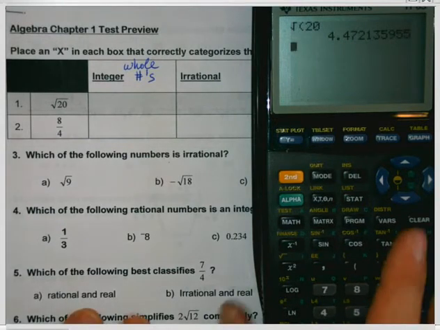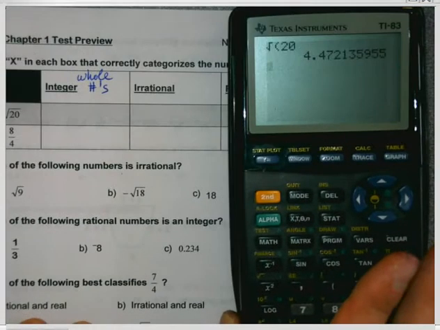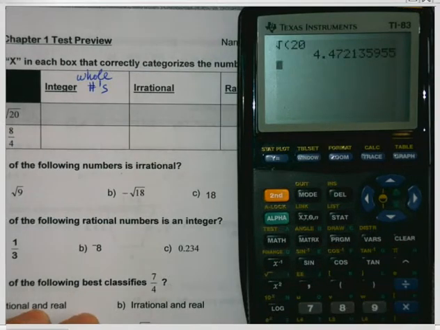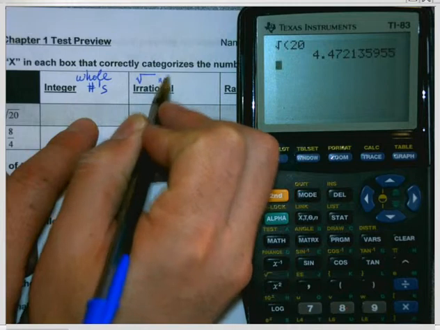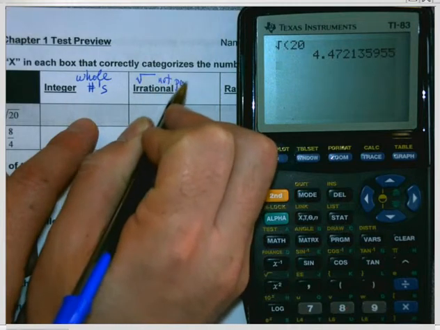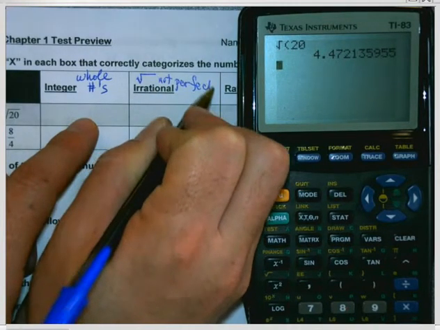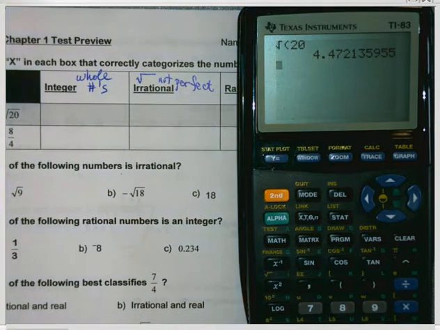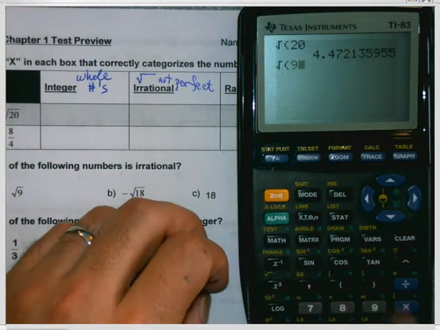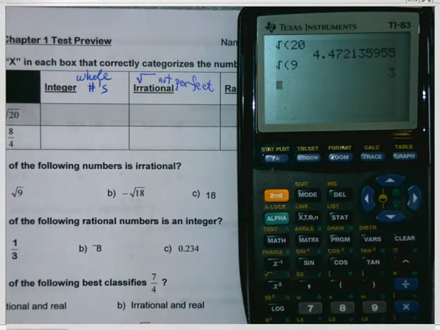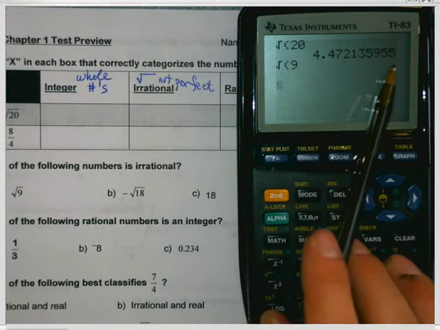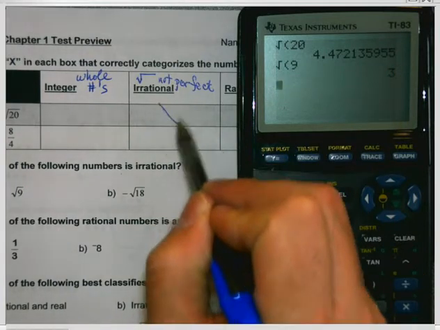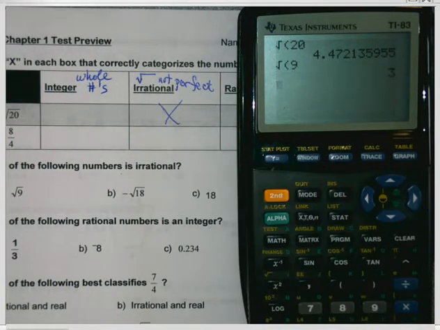Irrational, if we remember back a little bit, is going to be square roots that are not perfect. For instance, if I were to plug in the square root of 9, that comes out nice. It comes out to 3. Okay? That wouldn't be irrational. But this one, since it comes out with this big nasty decimal, this one is irrational. Okay?